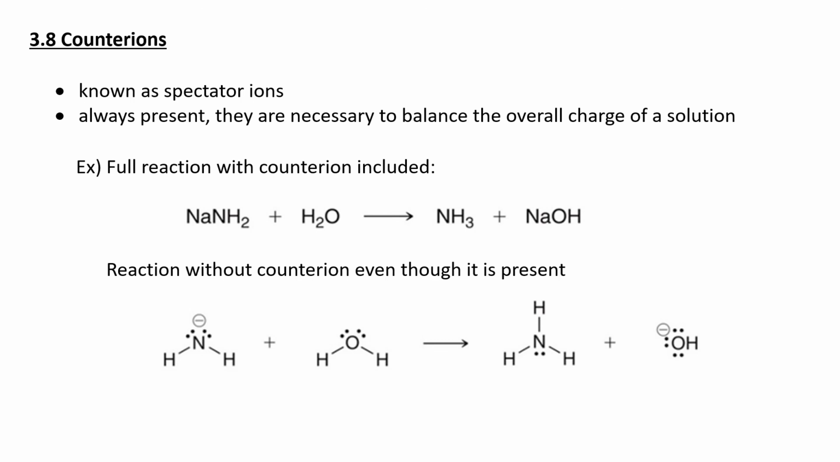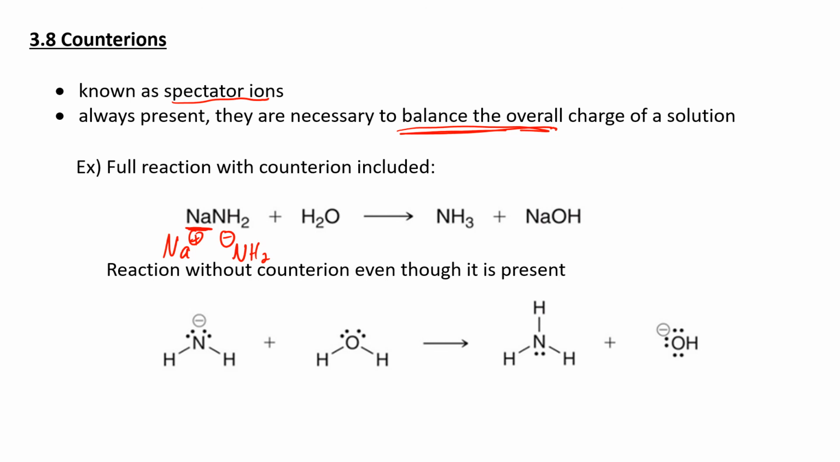We're moving to section 3.8, counterions. So this is really quick and easy. Counterions are always going to be spectator ions. So let's consider a compound, NaNH2. All right, Na is the counterion. It's counter to the negative charge. They're just there to balance the charge, but they're not reactive.